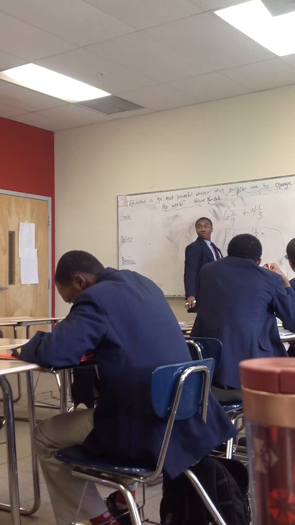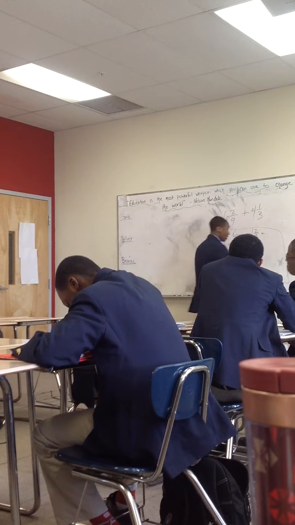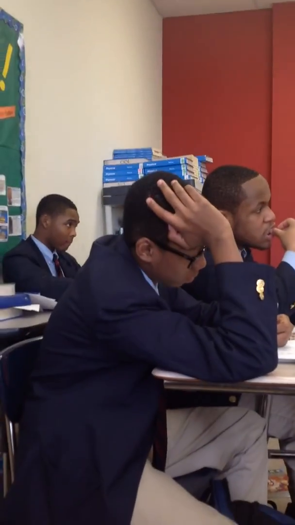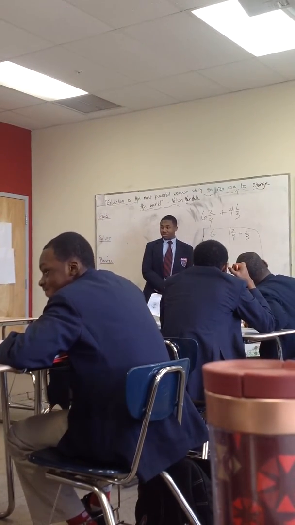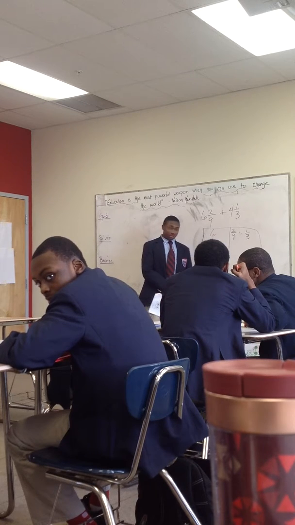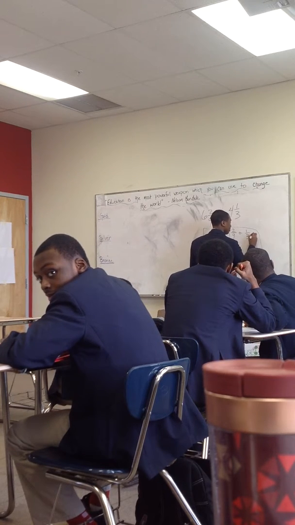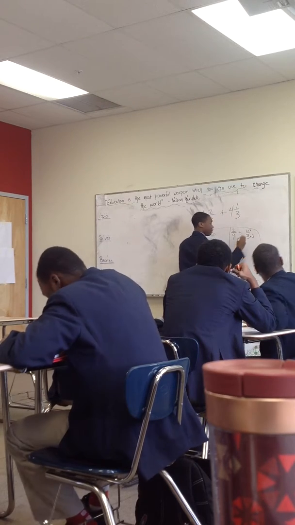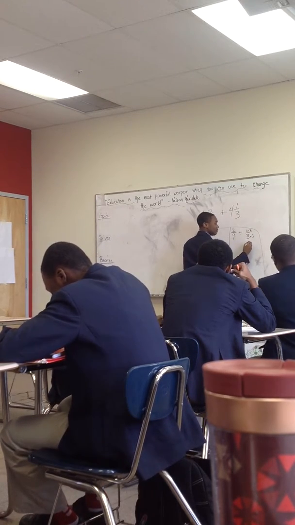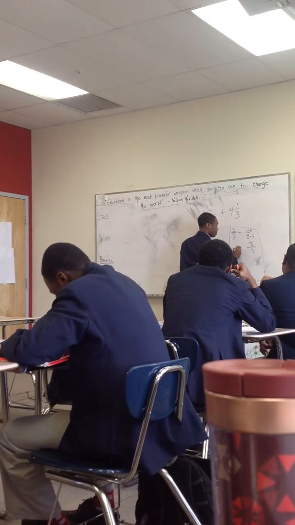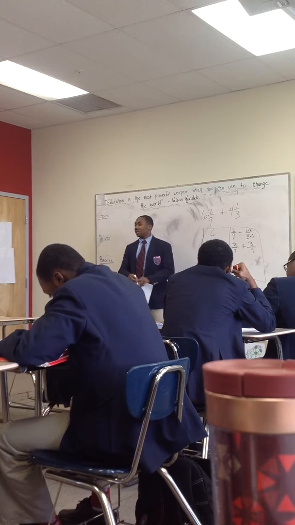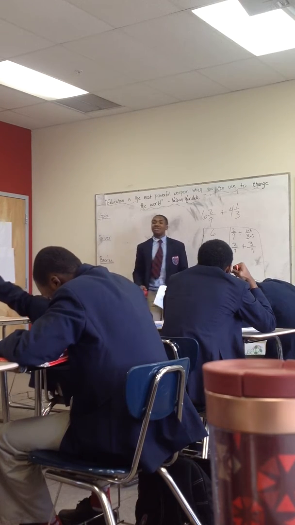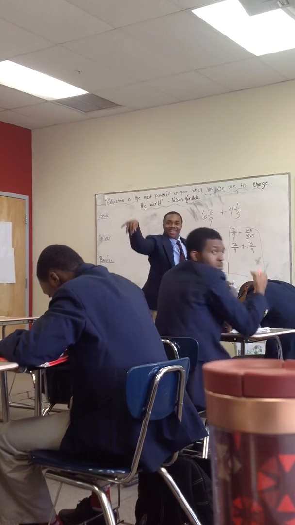Hold up. We gonna get there, alright? Alright, so 2 ninths can stay the same, but you gotta multiply 3 by 3, and what you gotta do to the bottom, you gotta do to the top, which is 3 ninths. 2 ninths plus 3 ninths equals 5 ninths. Everybody gonna get a chance. Good job, bro.